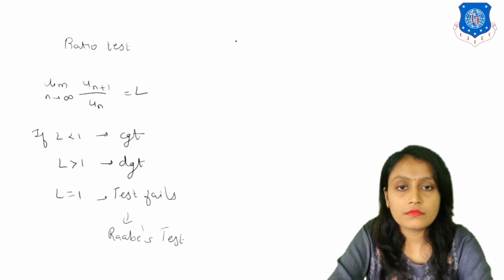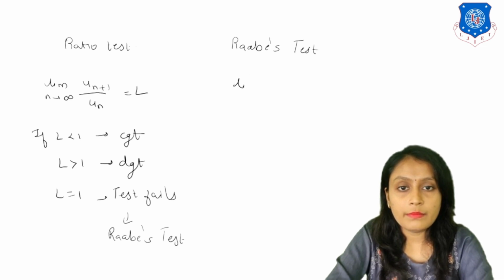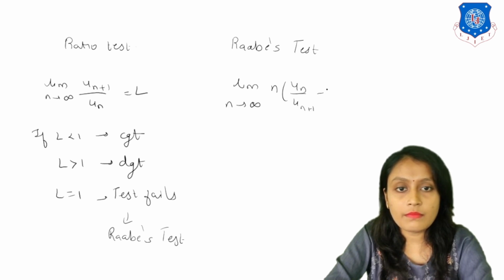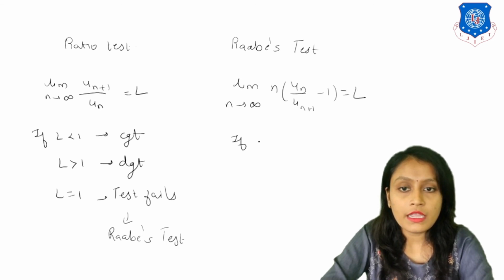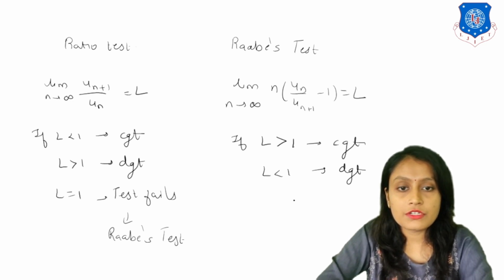Okay, so for Raabe's test, what we have is limit n tends to infinity n into un upon un plus 1 minus 1. This is equal to L. Okay, now here if L is greater than 1, the series is convergent. If L is less than 1, the series is divergent, and for L equal to 1, the test fails.